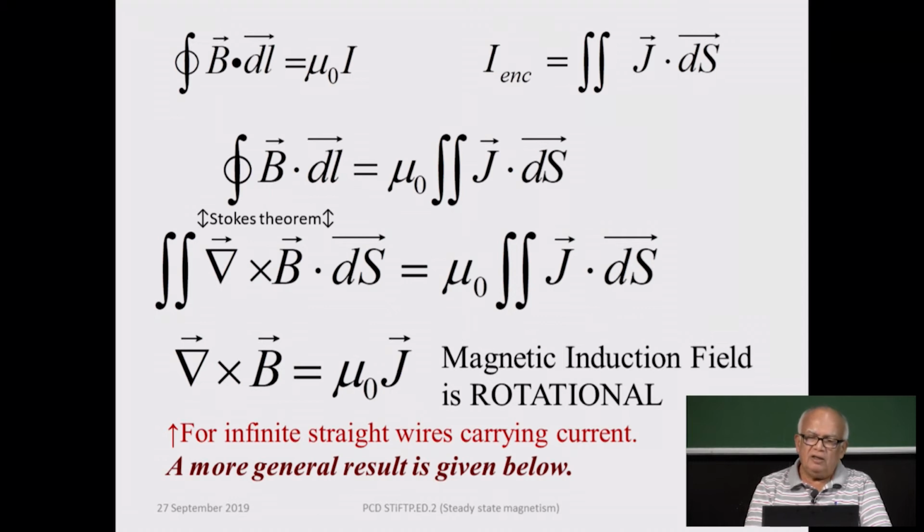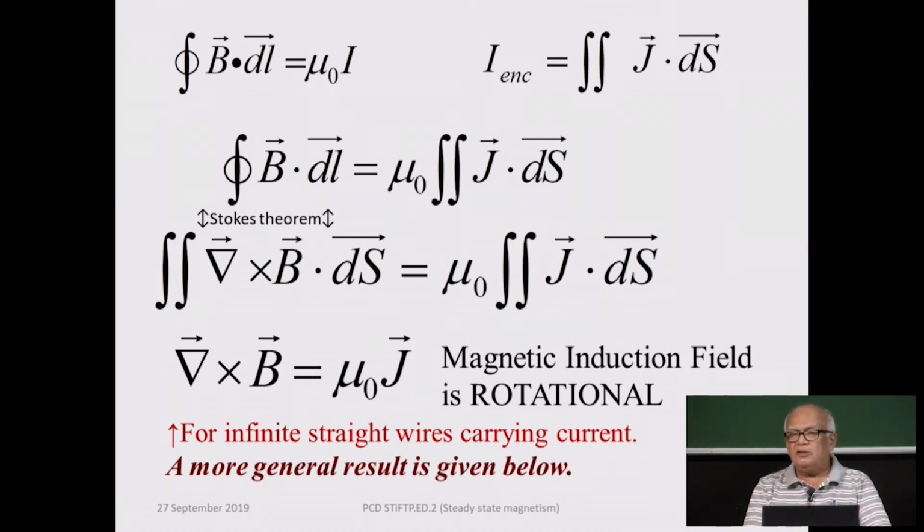whose curl is non-zero. If it were 0, you would call it an irrotational vector. Irrotational vectors are those for which the curl vanishes. In this case, the curl does not vanish, and you call it a rotational field.